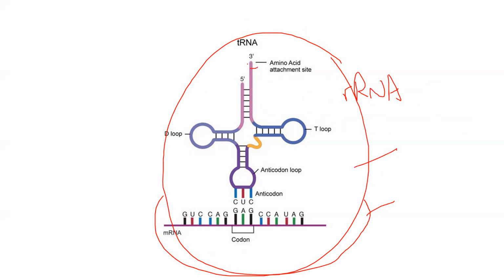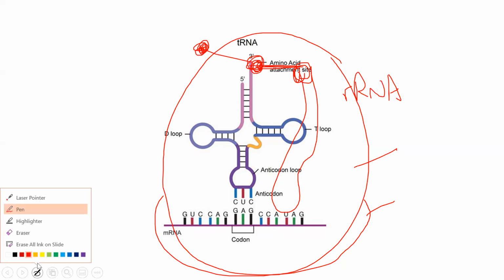And as a result, any amino acid that is brought in by tRNAs, for instance, another tRNA I draw over here, brings in another amino acid. These will bond together to give us a growing polypeptide chain. So eventually all three of them are acting together.